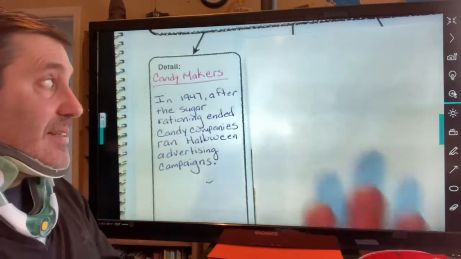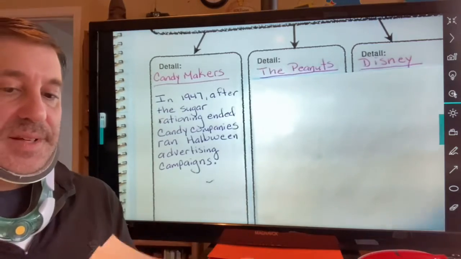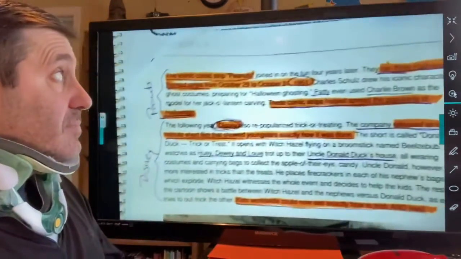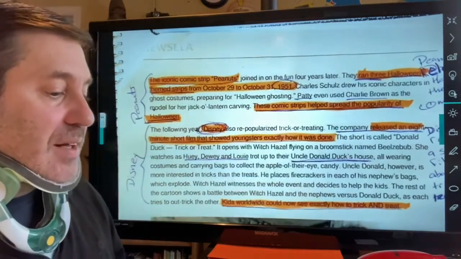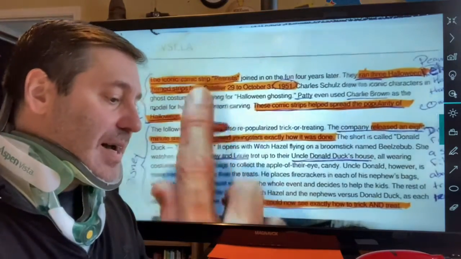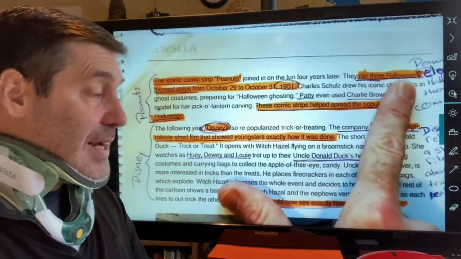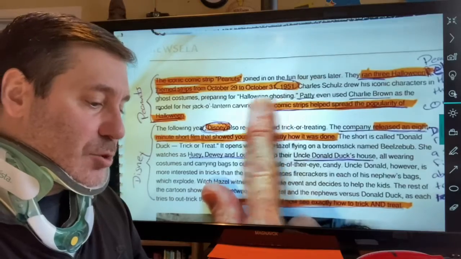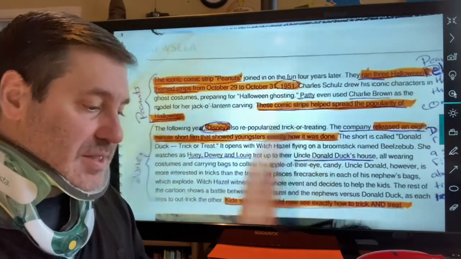Now, my second detail should be about the Peanuts. In my article, if I flip ahead to page 3, I have a paragraph all about the Peanuts and what the Peanuts did and when they did it. From the article, I know that the Peanuts, the comic strip, ran 3 Halloween-themed strips from October 29th to October 31st in 1951. All right?